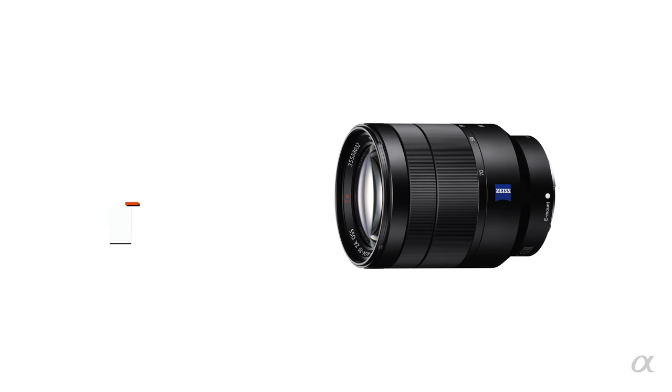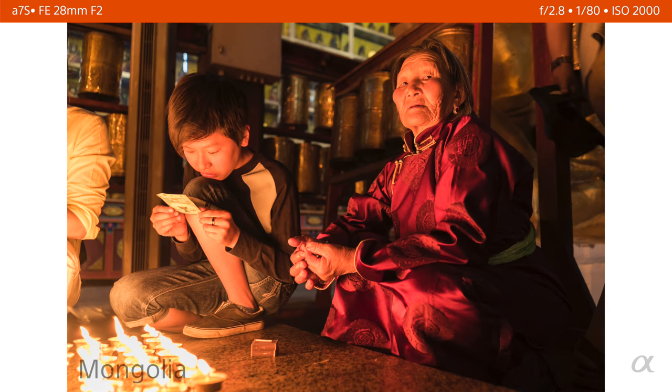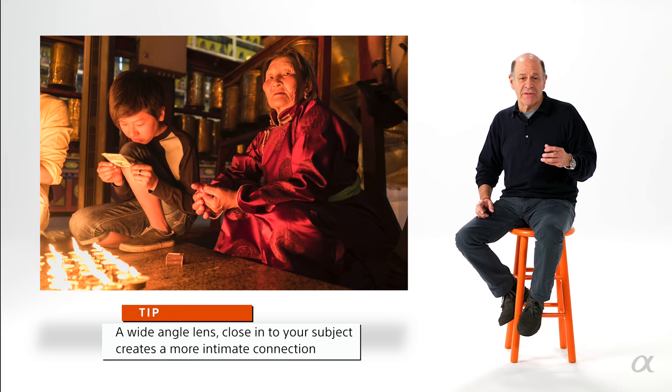I like using wider lenses, like the 24 to 70, and working with it on the wider side. I like to show my subject in their environment. It gives you a lot more information. Plus, it looks much more intimate. When you're shooting with a long telephoto lens from across the street, the pictures have a look of a paparazzi.